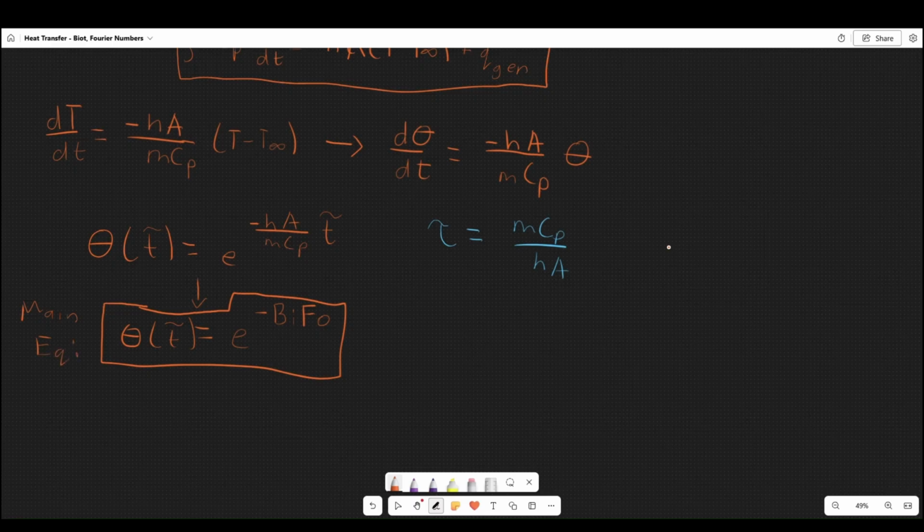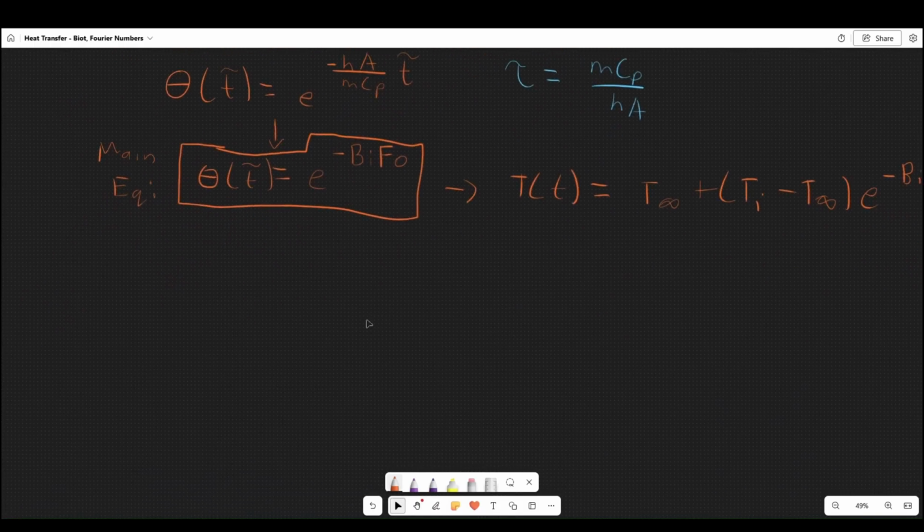Perfect. So this is the equation that you're going to need for when the Biot number is essentially really small. And then if I was to convert this to the normal temperature one, that would be T of time is equivalent to T infinity plus Ti minus T infinity times e to the minus Biot number times Fourier number. Okay. So yeah, that pretty much covers how you can get the temperature profile when you have transient heat transfer when you have a really small Biot number.